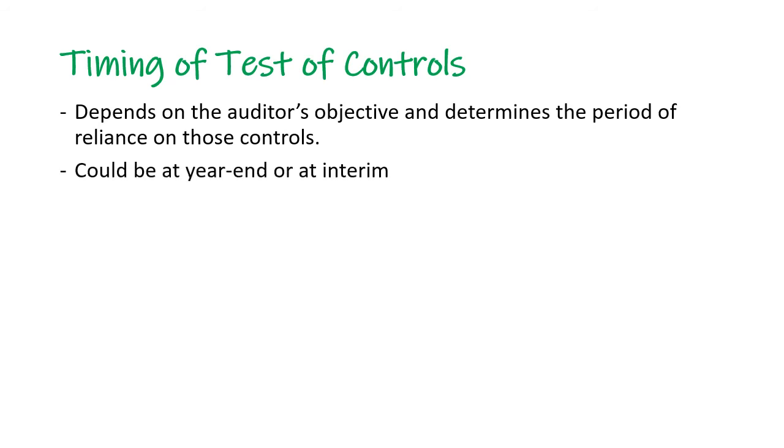So the auditor can perform this test of controls. It could be at interim or less than a year, or he could perform it at year end. So another important timing matter is how much to rely on tests of prior periods as evidence that controls are effectively designed and continue to operate effectively during the current audit period.